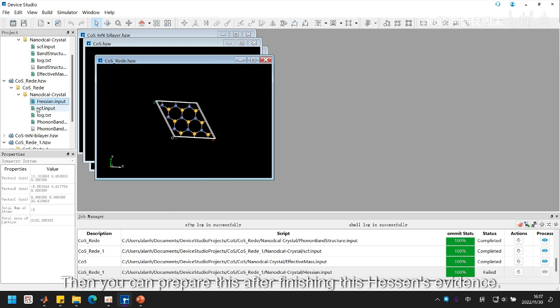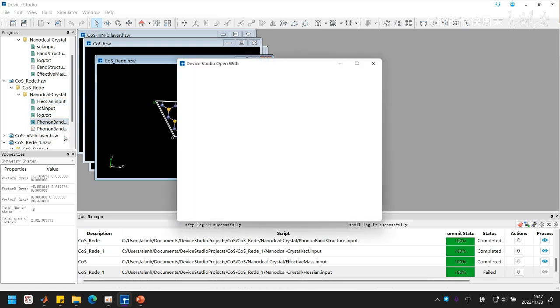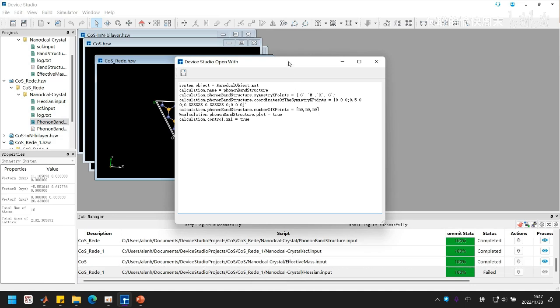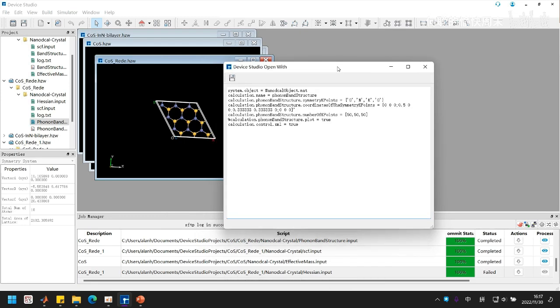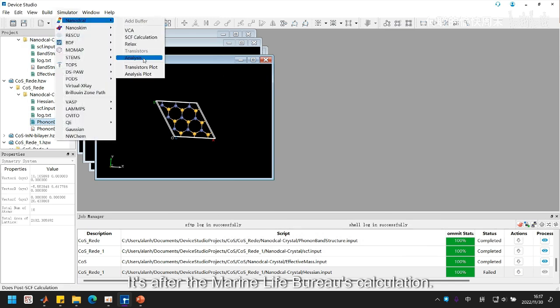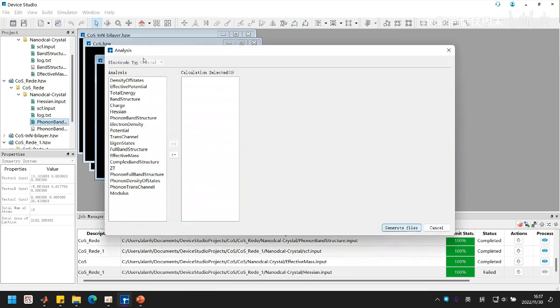Then you can prepare this after finishing this Hessian calculation. This calculation of the phonon spectrum depends on how big the material needs to be. This phonon spectrum, after the calculation is done, we can open the simulator.